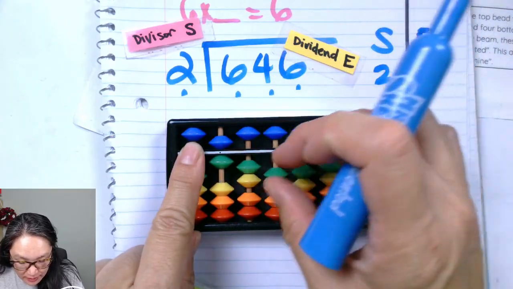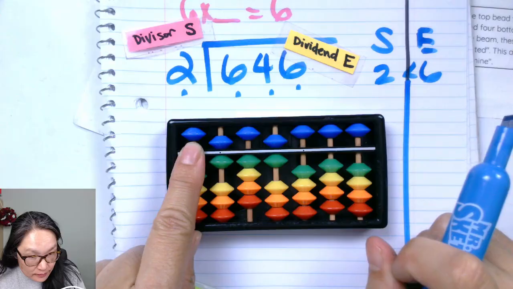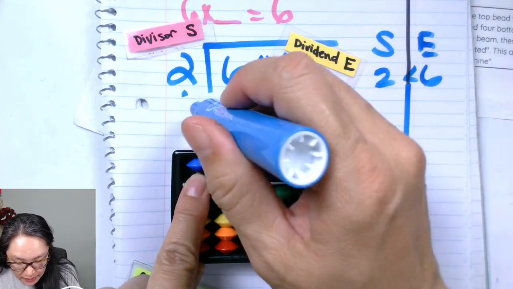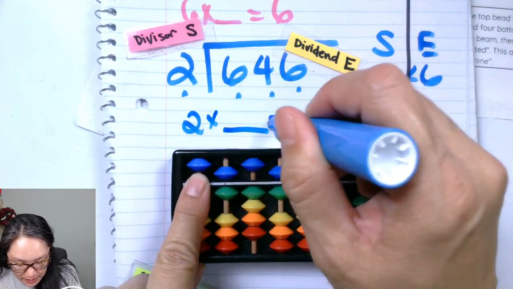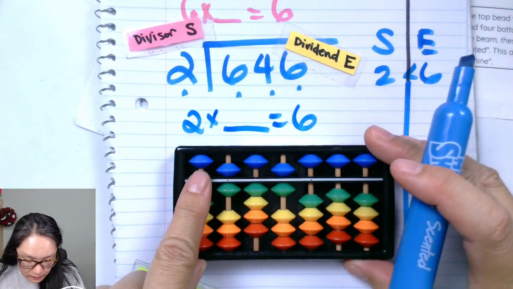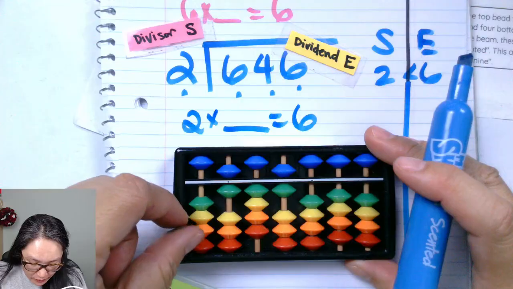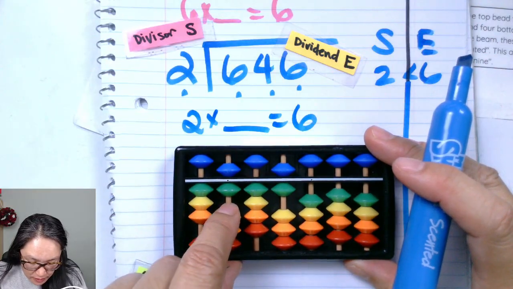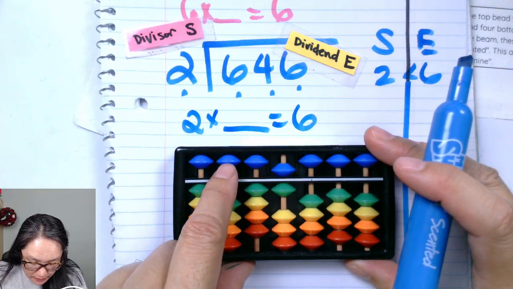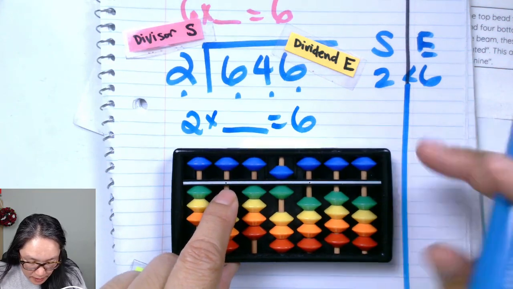So I do 6, 4, 6. So when I look at it, 2 times what is equal to 6? 2 times 3 is equal to 6. Take away 6. Now who's bigger?